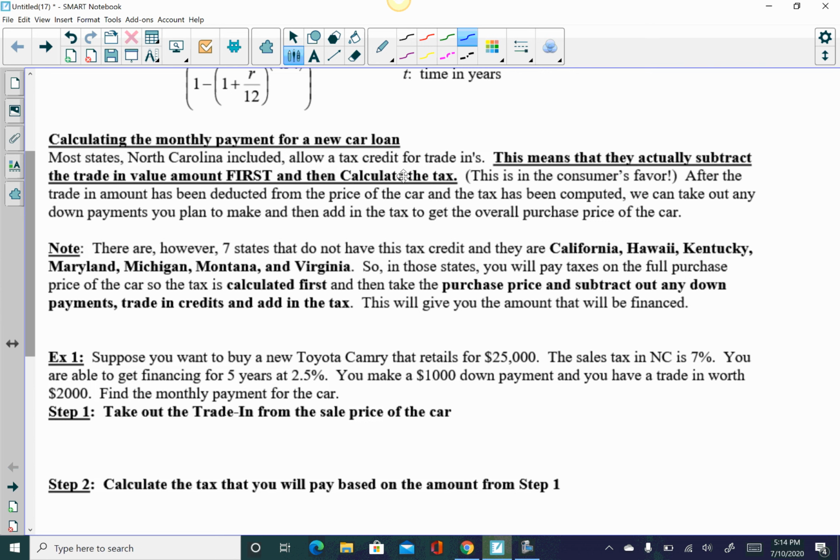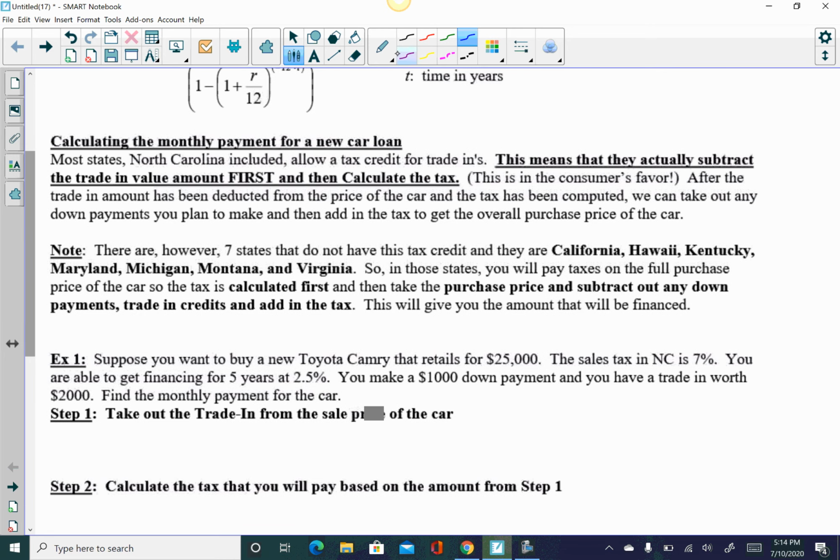However, it should be noted there are 7 states that do not allow that particular tax credit. If you went to buy a car in these states, you would be paying tax on that car first. So you would pay tax on that $30,000, for example, before they would allow you to take out your trade-in. Those 7 states are highlighted here: California, Hawaii, Kentucky, Maryland, Michigan, Montana, and Virginia. If you were to travel and move to one of those states and buy a car, at least that's the way they are now. Of course, laws can always change.